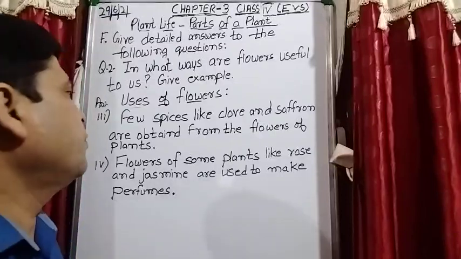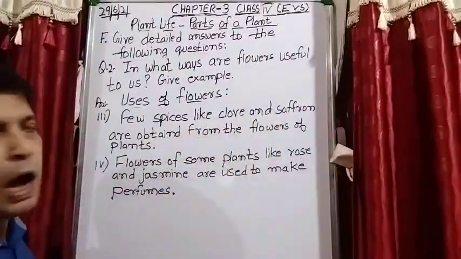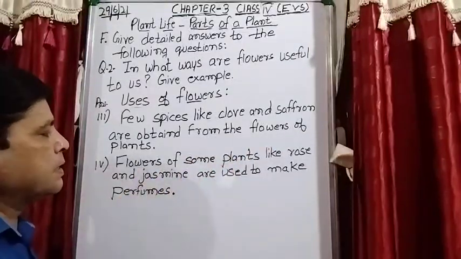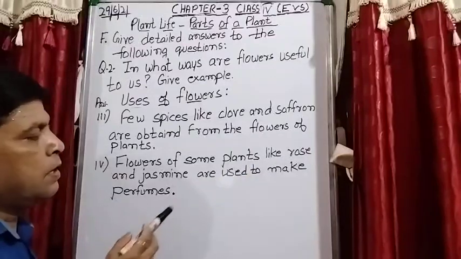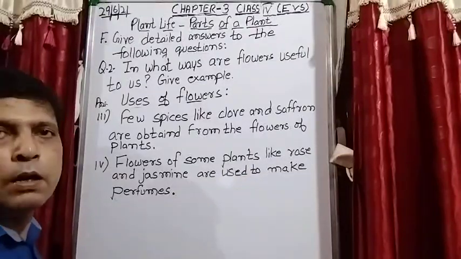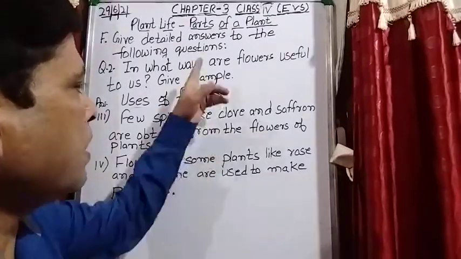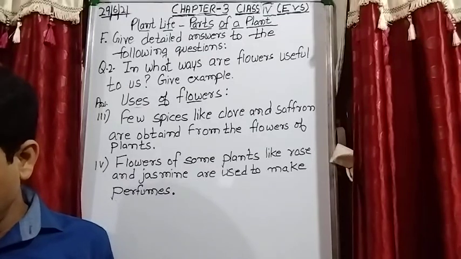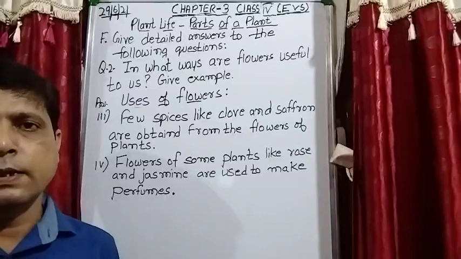What are the uses of a flower? Few spices like clove and saffron are obtained from the flowers of plants, and flowers of some plants like rose and jasmine are used to make perfumes. So this is the complete answer of question number 2. Now next question is, how are stems useful to us?